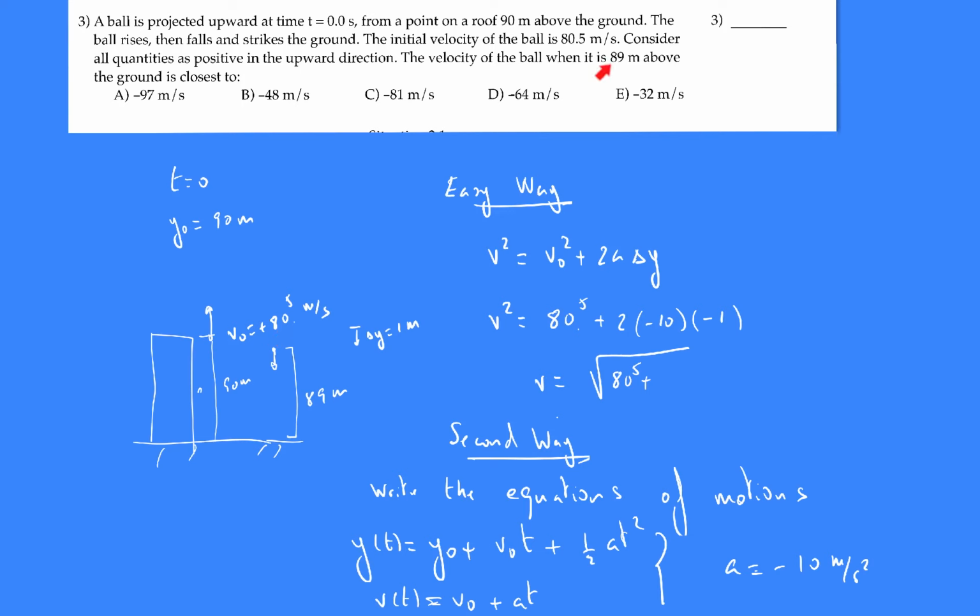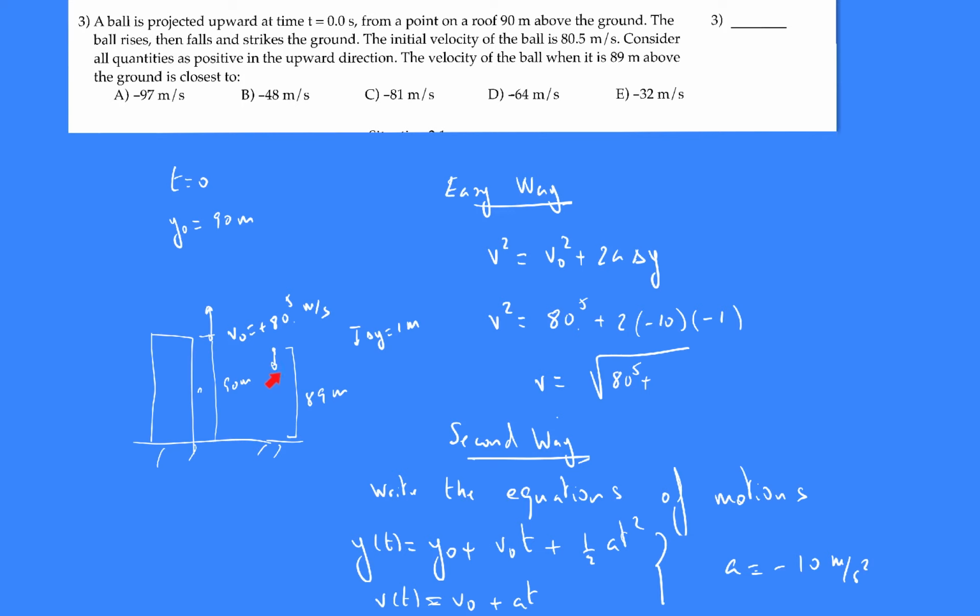What is the velocity of the ball when the position is 89 meters above the ground? When it is here, 1 meter below the initial position where it was launched at 90 meters, it goes up and then goes downward. When it goes downward and passes the 89 meter position, what is its velocity?